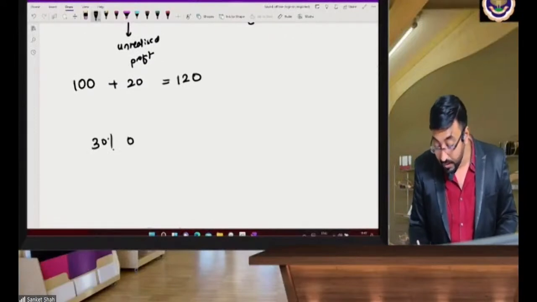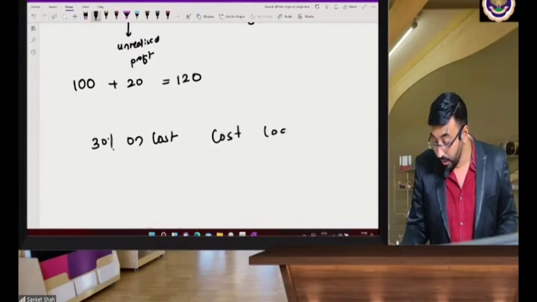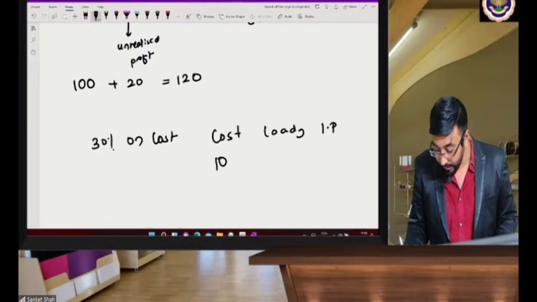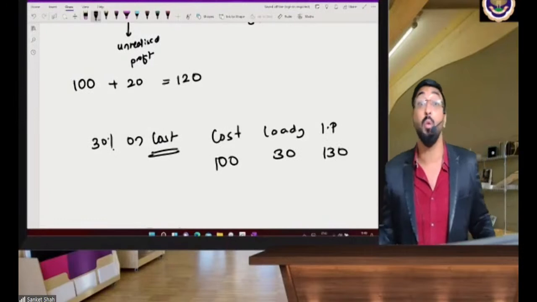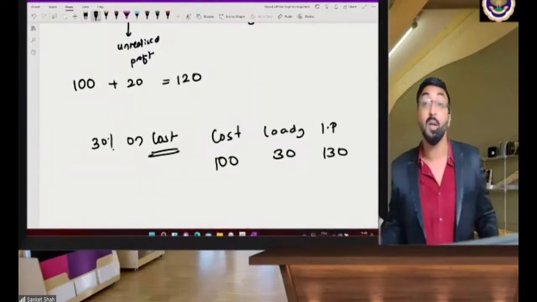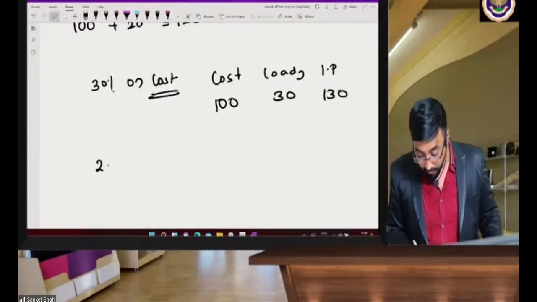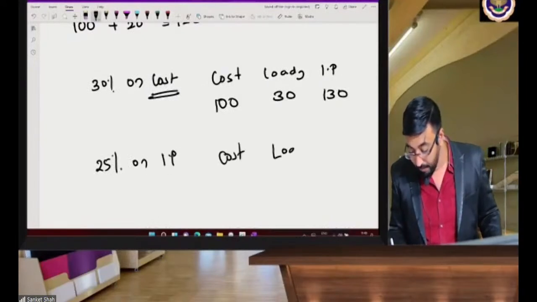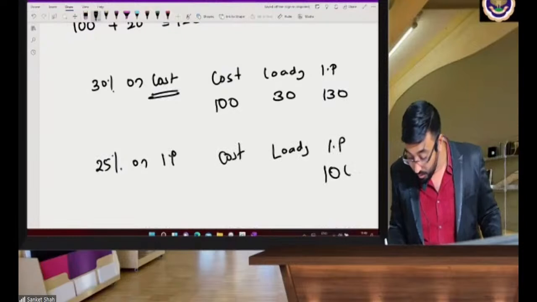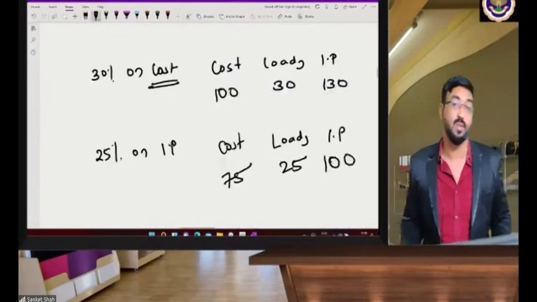Now I am giving you some examples. Suppose 30% on cost. So for cost, loading, invoice price: 100 is cost, 30 is loading, and 130 is invoice price. Now you got this concept. 30% on cost, it is 100, 30, 130. Suppose I tell you 25% on invoice price. So invoice price is 100, 25 is loading, and 75 is cost. Got this concept?